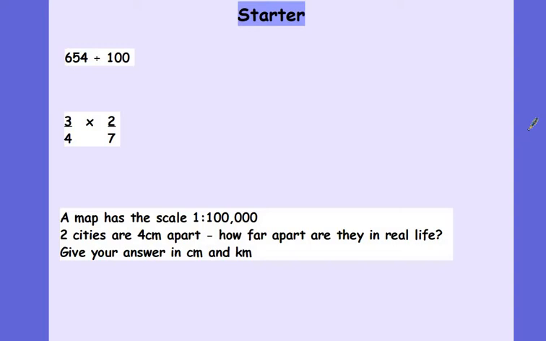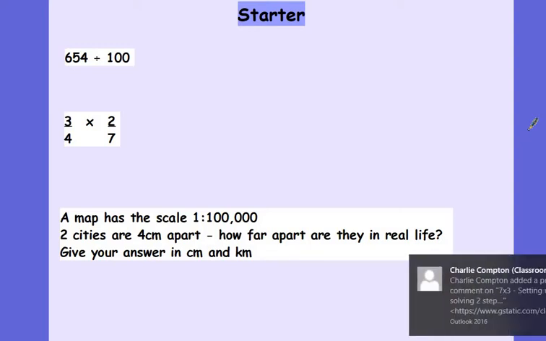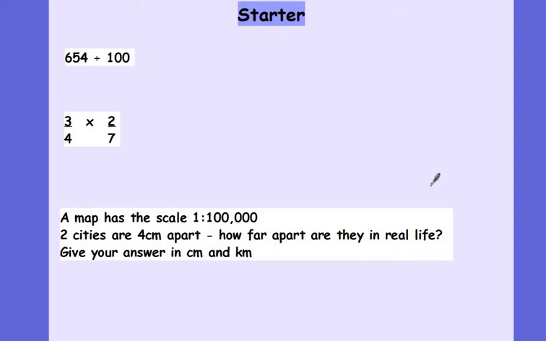Can you find 654 divided by 100? Can you do 3/4 multiplied by 2/7? And finally, a map has the scale 1 to 100,000. Two cities on the map are 4 centimetres apart. How far apart are they in real life? Can you give your answer in centimetres and kilometres for me? Pause the video and have a go at these questions now, please.